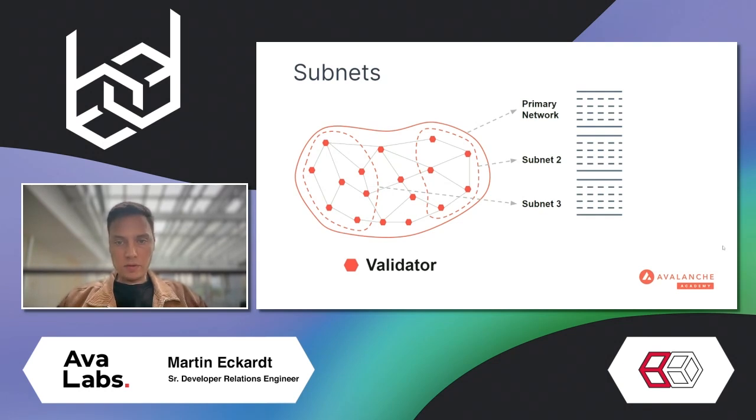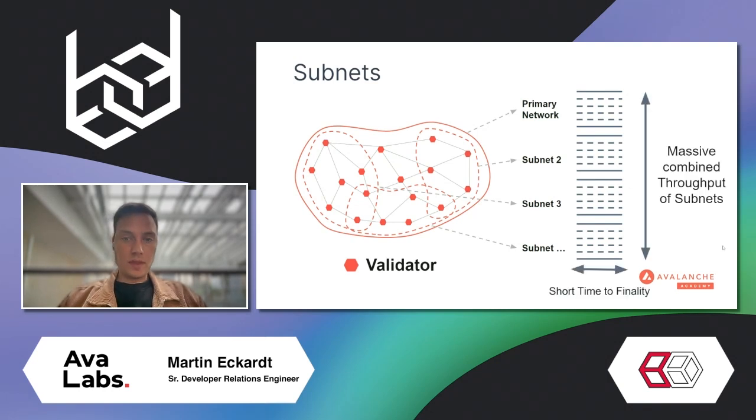We can go one further. So you can see here, there's no limit to the number of highways we can have. And if you take these highways all together, running in parallel, they have a massive combined throughput, but they don't have to sacrifice any of the short time to finality to make that work, right? So that's the general idea of the scaling approach in Avalanche.